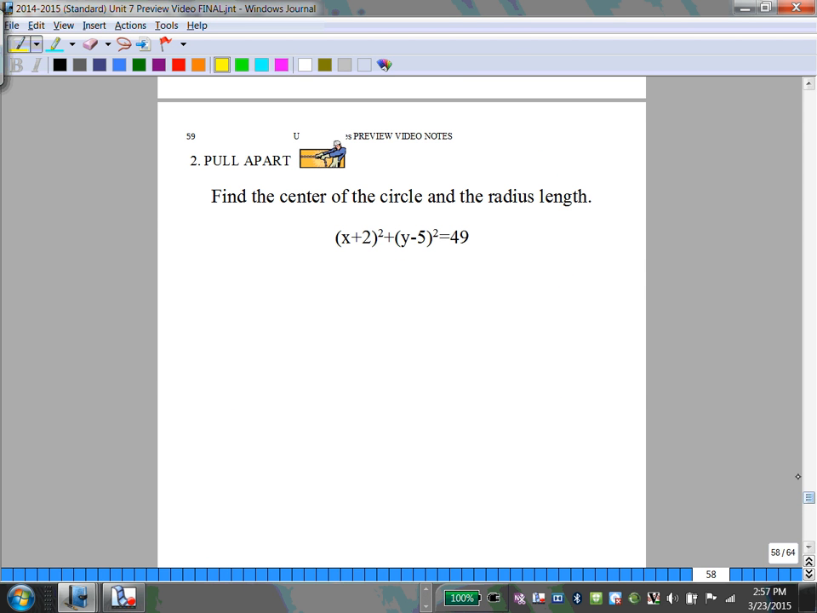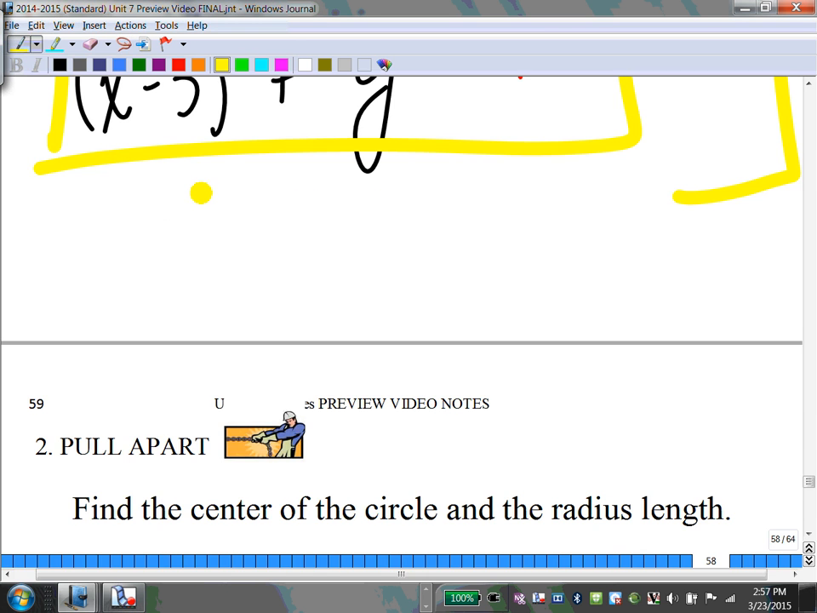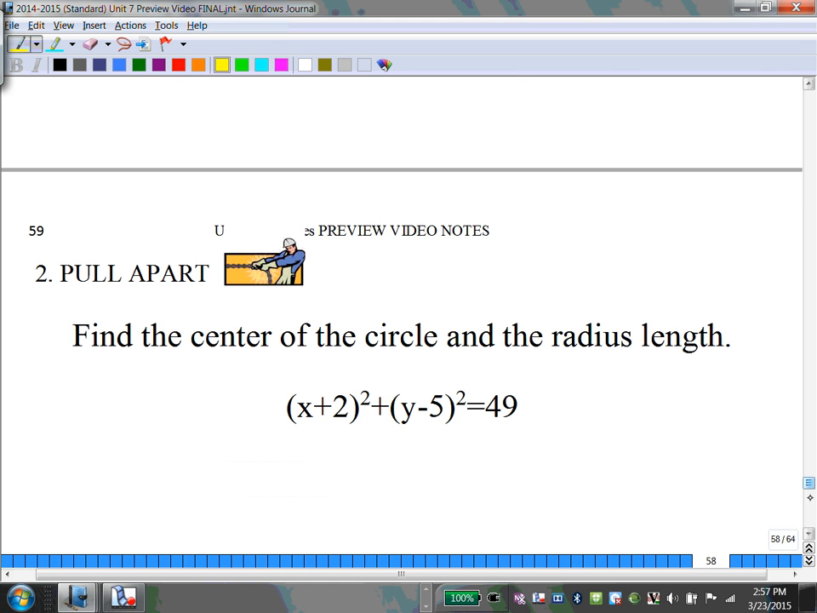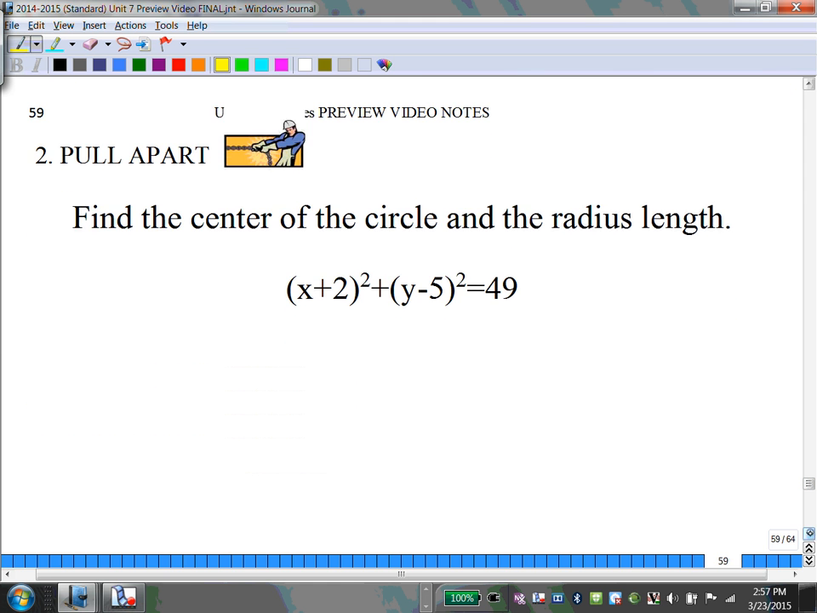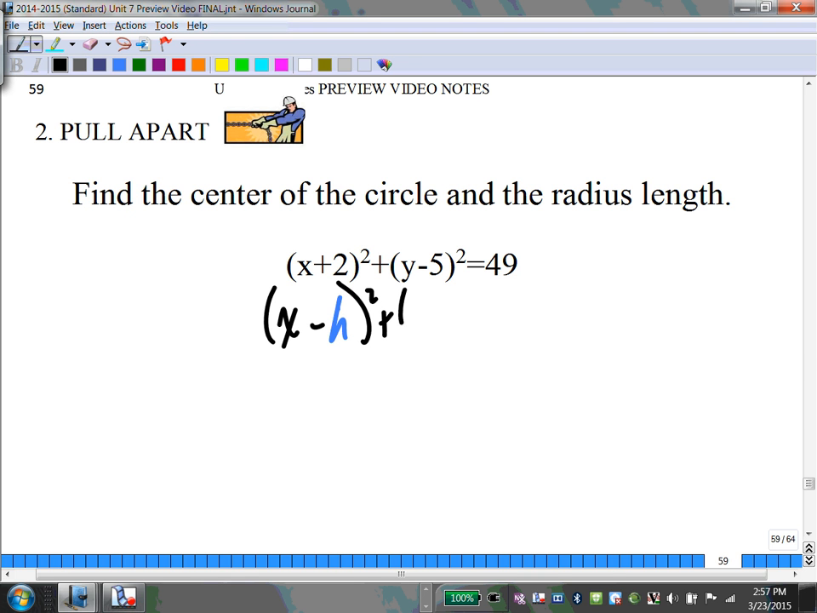All right, next one is pull apart. This one's even easier. What you want to do is you have an equation. I want you to write the given equation right underneath it. It says find the center of the circle and the radius length. So you start by writing the equation right underneath: x minus h squared plus y minus k squared equals radius squared. Now watch this very, very carefully.